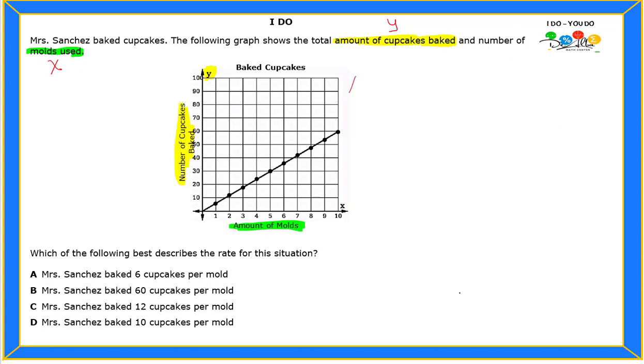So I can think about the change of the Y over the change of the X. The Y is the amount of cupcakes that she bakes, so this one is going to be the cupcakes. And the X is going to be the molds that she needs. So what we're going to do next is go to the graph and find some ordered pairs.